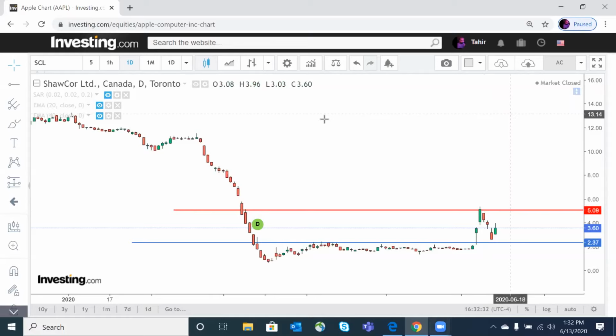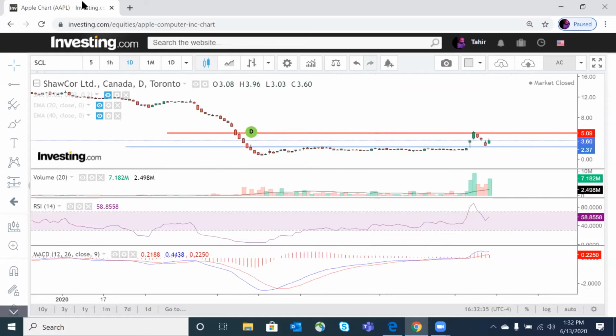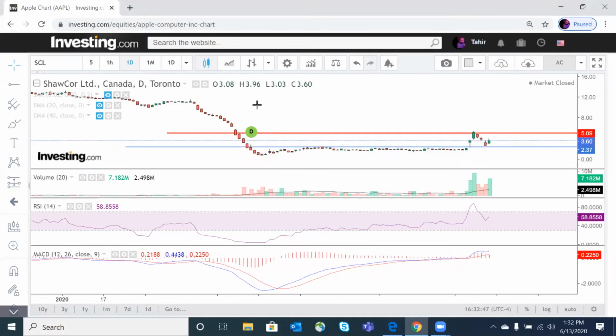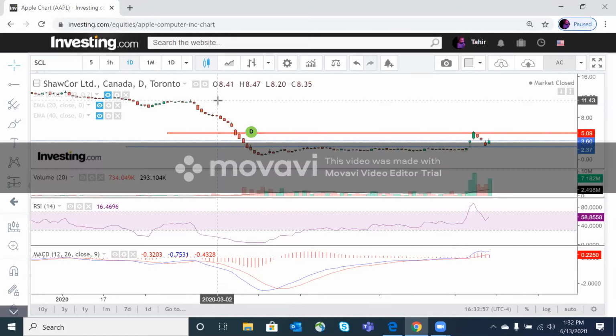Just to add to Tahir's analysis, those who are currently holding the stock and planning for the long term, I would suggest keeping it for the long term. As you can see from its history, its average before COVID is quite high, around 11. The next level can be 11 in not a very long term, in a couple of months, a few months, when we are open back again. So it can easily reach 11.